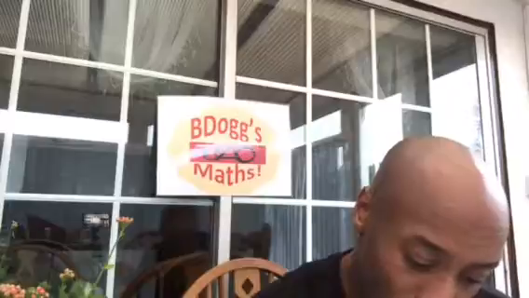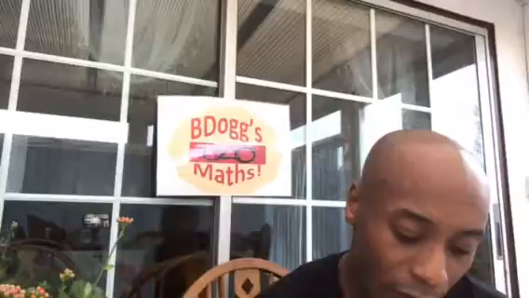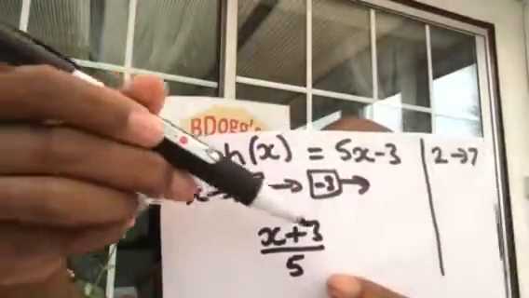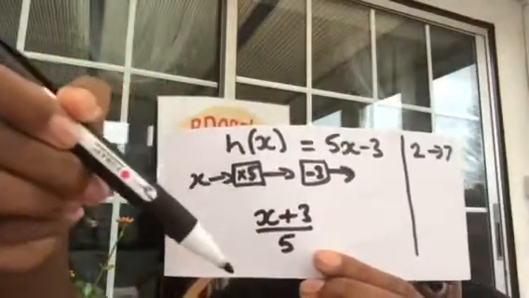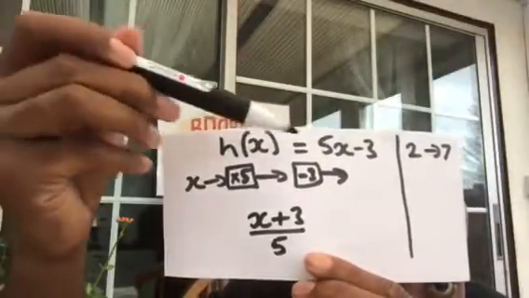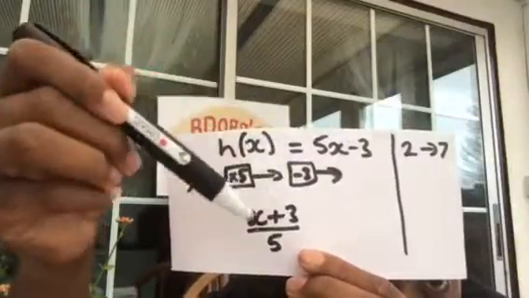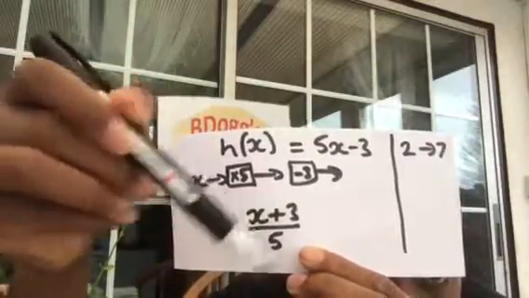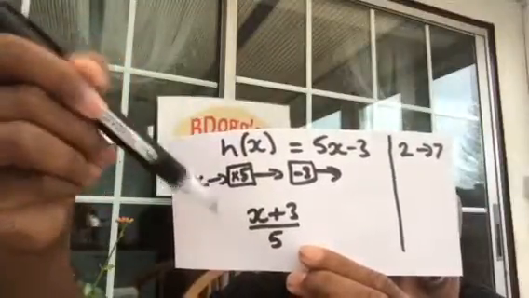So my new function would be called x add 3 then divided by 5. And hopefully that should work correctly, because 7 add 3 is 10, and 10 divided by 5 is 2. Yep, so 7 went to 2. If I put 5 in here, 5 5s are 25, 25 take away 3 is 22. If I put 22 in here, 22 add 3 is 25, 25 divided by 5 is 5. So yes, this reverses the process. This therefore is an inverse function of h.